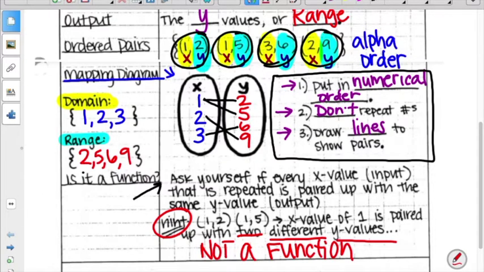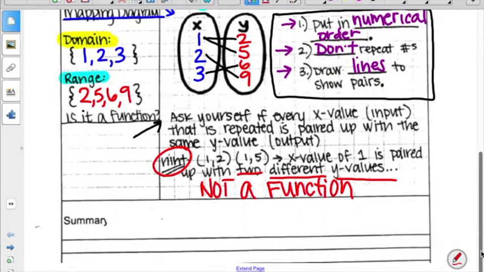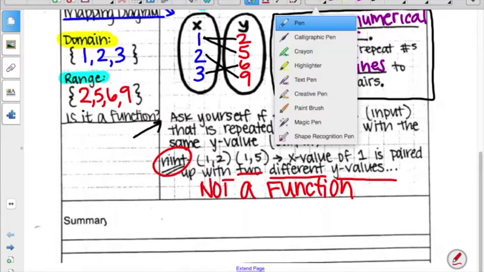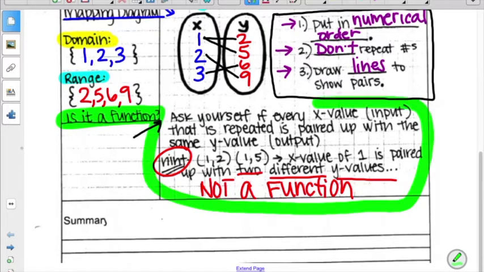At the bottom, you're going to write a summary of some important information on this page. One of the trickiest things is to determine if it is a function. So try to summarize how you can determine if something is a function or not. So using this information, go ahead and write yourself a summary of 1 to 2 sentences.